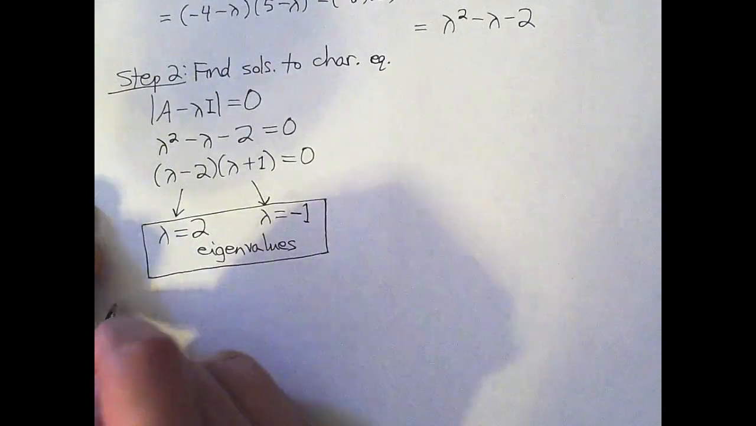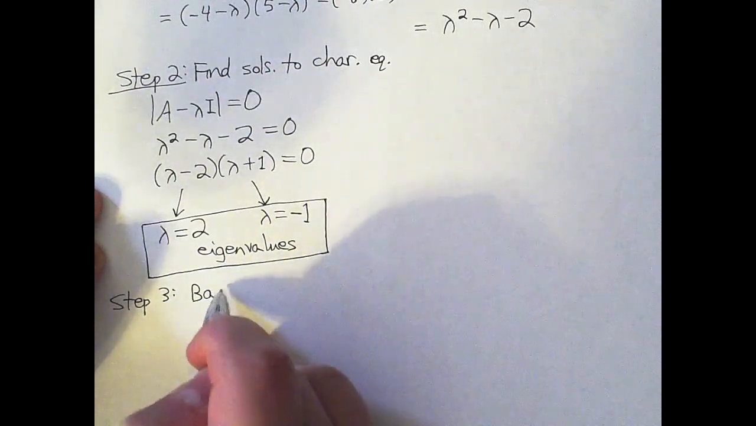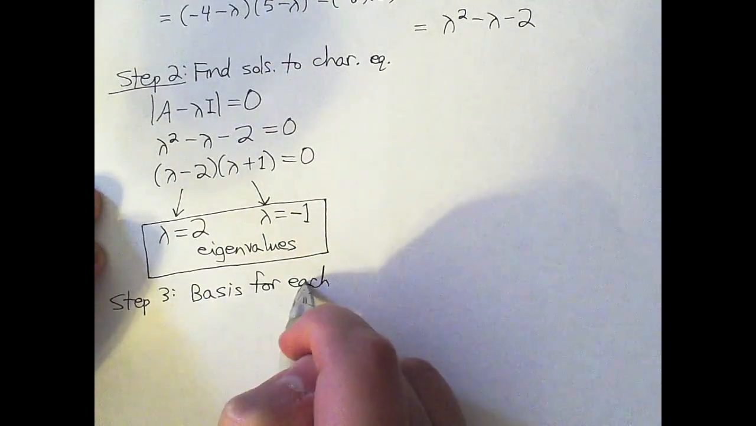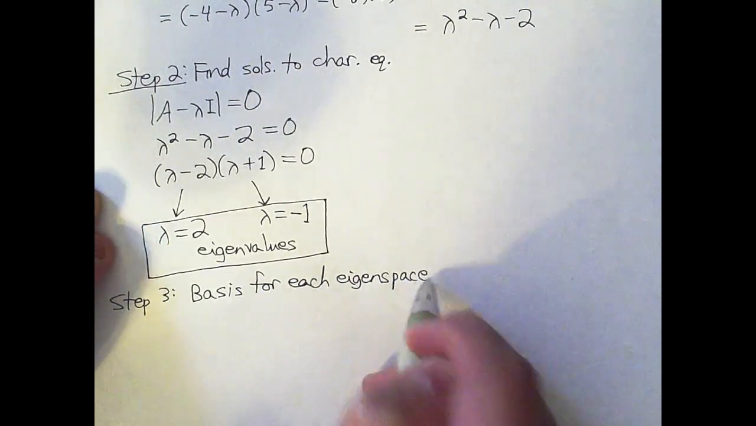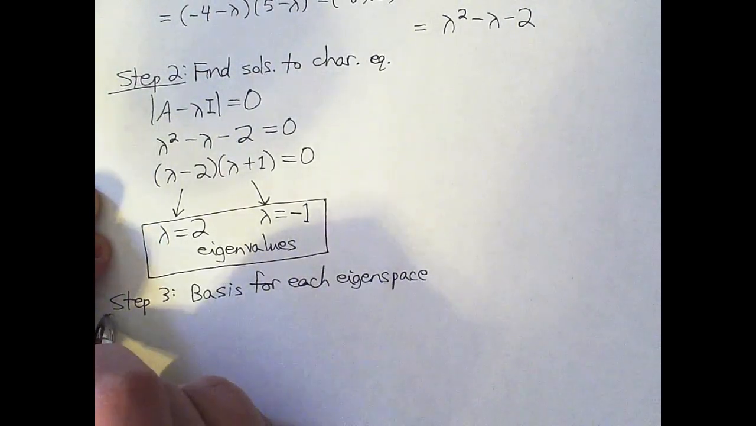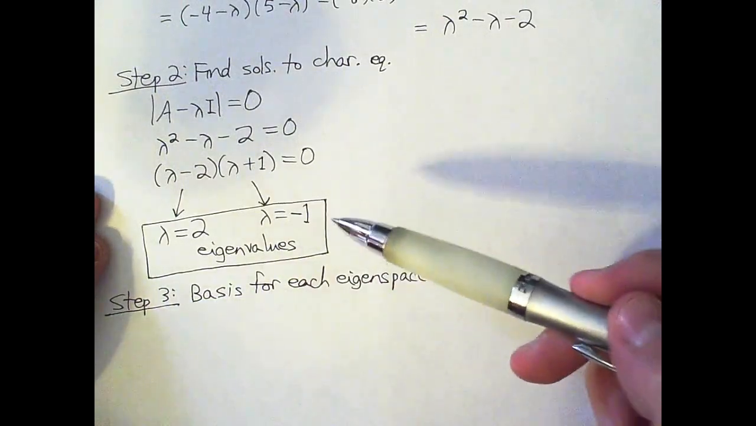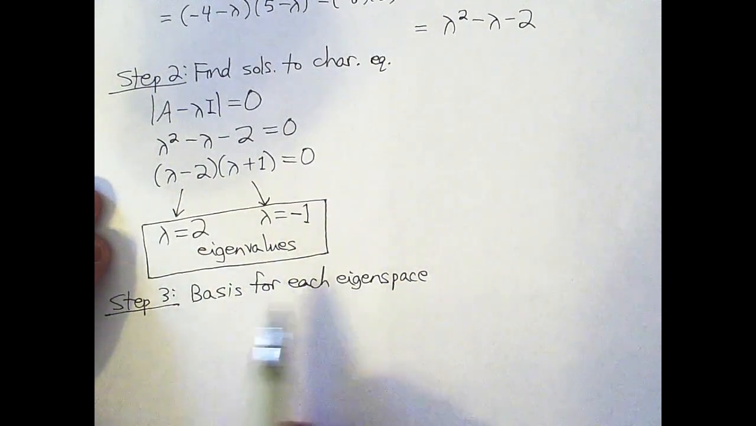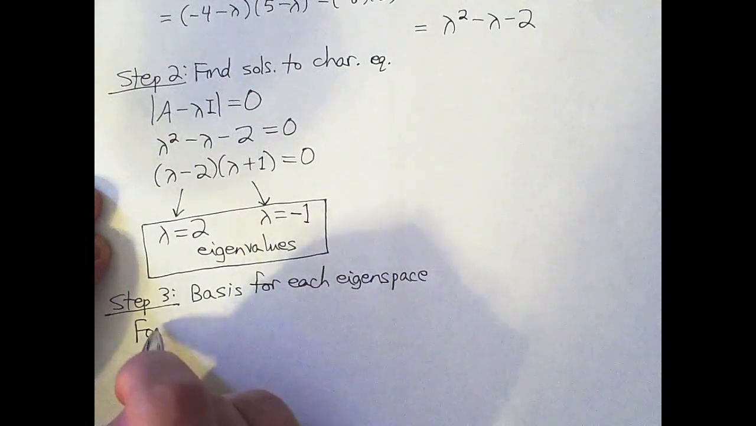Step 3 is going to be the basis for each eigenspace. And you know, there could be some problems that sometimes might not even ask you to do all of this. You might get a problem that just says find the eigenvalues, and in that case you'd be done already. But if it asks you to go ahead and find the eigenspaces, then we do all of this. So we need to do it for each of them.